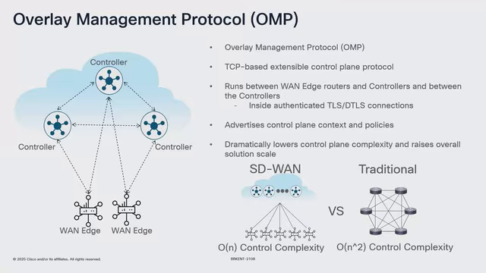A quick note on the overlay management protocol, which is the protocol I mentioned runs between the control plane and the data plane for actual exchange of routes and various other information. So this is a TCP-based extensible control protocol, very similar to BGP. And it runs between the WAN edges and the controller, as well as between the controllers, so that everything is in sync in terms of the allowed routes or the topology and so on. And it is used to exchange all the control information and also various other information like IPsec key-wise, pairwise key management, and so on.